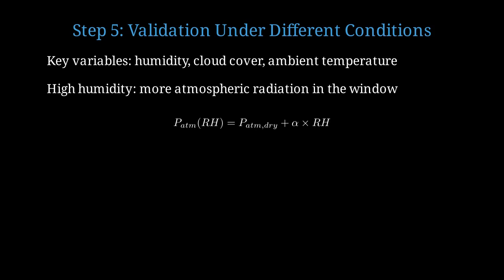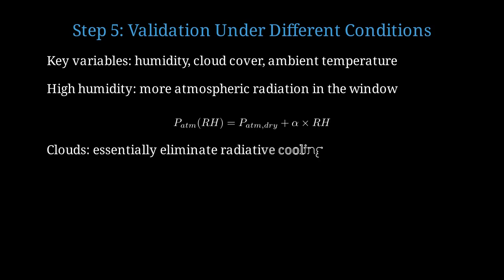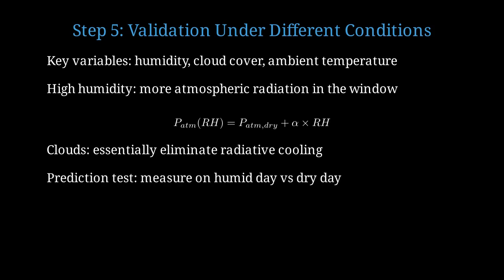P atmospheric at RH equals P atmospheric dry plus alpha times relative humidity. Clouds are nearly opaque in the infrared and radiate at approximately ambient temperature, so they essentially eliminate radiative cooling entirely. A strong validation test is to compare model predictions against measurements on a humid day versus a dry, clear day, using the same fitted convection coefficient.